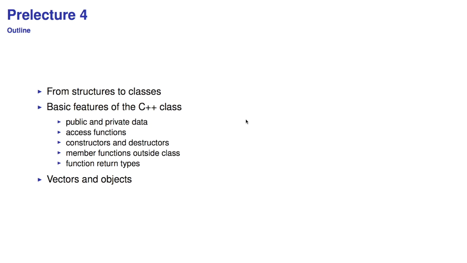In order to tell what a class is, we really start from something called a structure, which is a rather logical and easy to understand, slightly more old-fashioned concept, all the way to what a class is. We look at the basic features of what a C++ class is. Specifically, we will discuss public and private data, access functions, constructors, destructors, member functions outside the class, and function return types. We then also try to discuss the relation between vector and object.